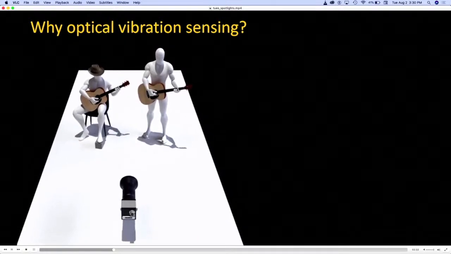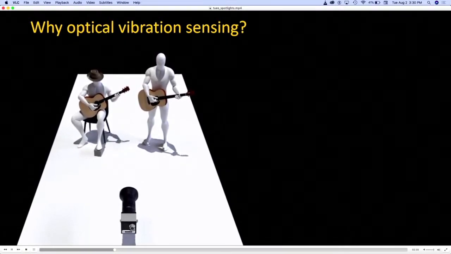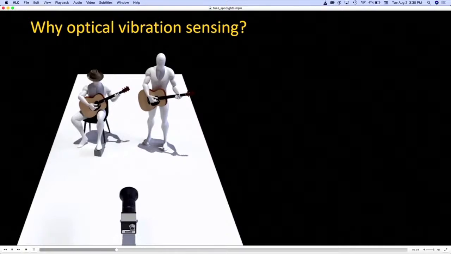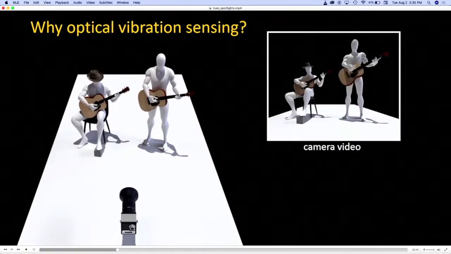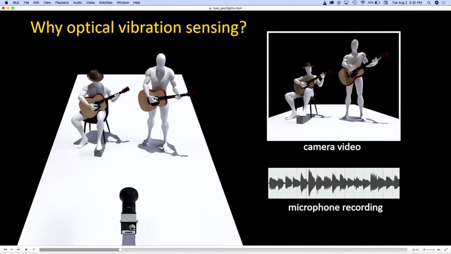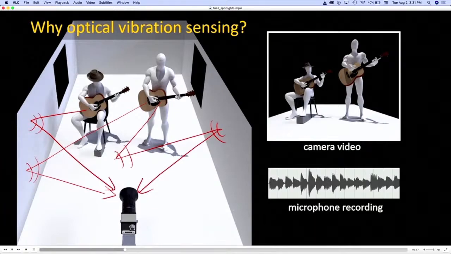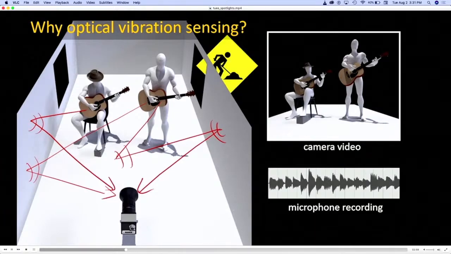Consider a camera recording two musicians practicing their acoustic guitars at the same time. While the camera has no trouble seeing each guitar separately, the camera microphone can only hear a mixture of both guitars. Even worse, the microphone is susceptible to unwanted sounds such as room echoes and ambient noises.